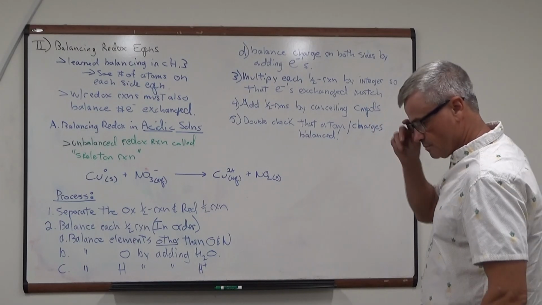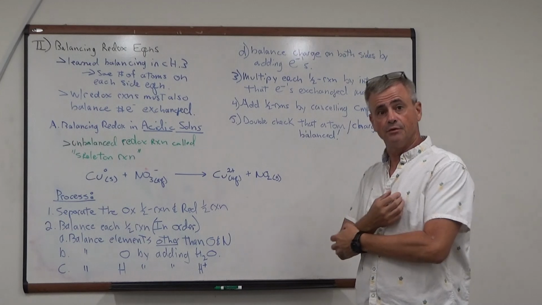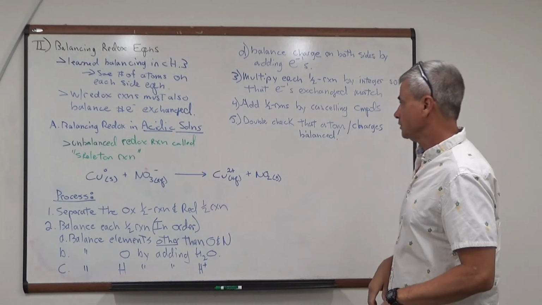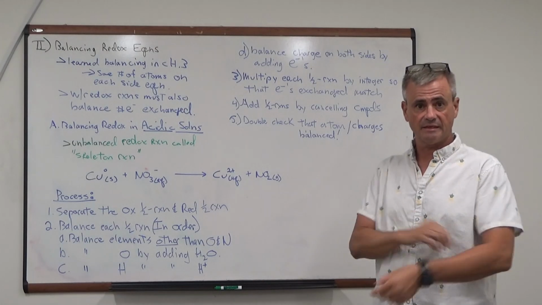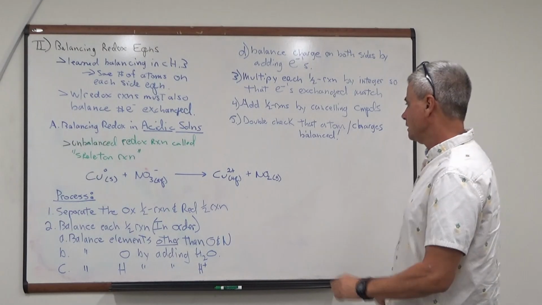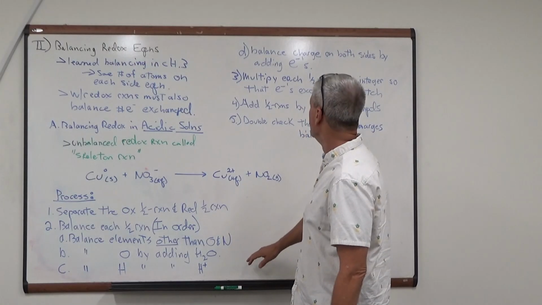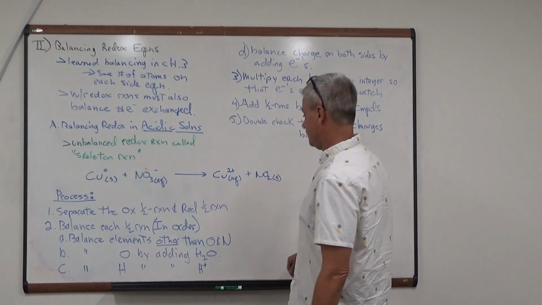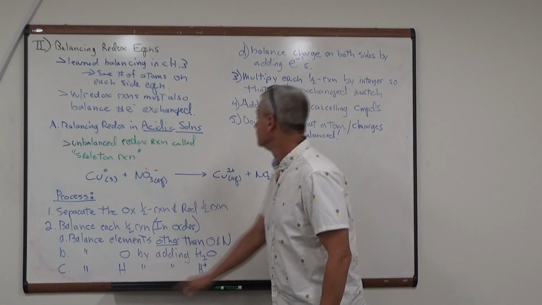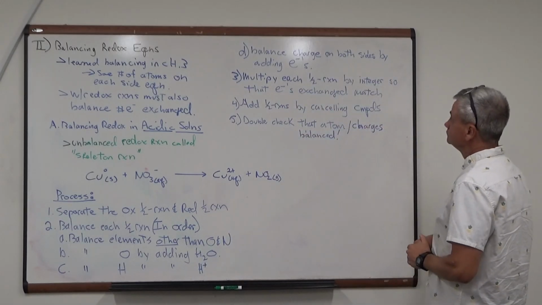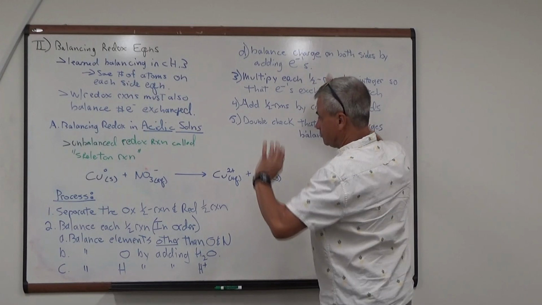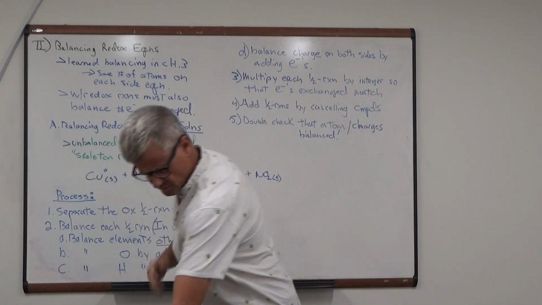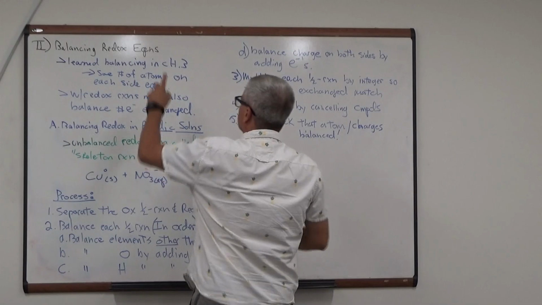Before we balance an entire skeleton redox reaction, we're going to just try to balance a half reaction here, so that you get an idea of doing this process up to 2D, that we can do it for a half reaction. Okay. Clear up some board here real quick.